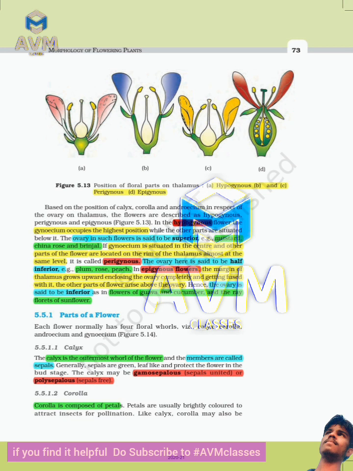If gynoecium is situated in the center and other parts of the flower are located on the rim of the thalamus almost at the same level, it is called perigynous. The ovary here is said to be half inferior, that is plum, rose, peach. In epigynous flowers, the margin of thalamus grows upward enclosing the ovary completely and getting fused with it. The other parts of flower arise above the ovary. Hence, the ovary is said to be inferior as in flowers of guava and cucumber and the ray florets of sunflower.